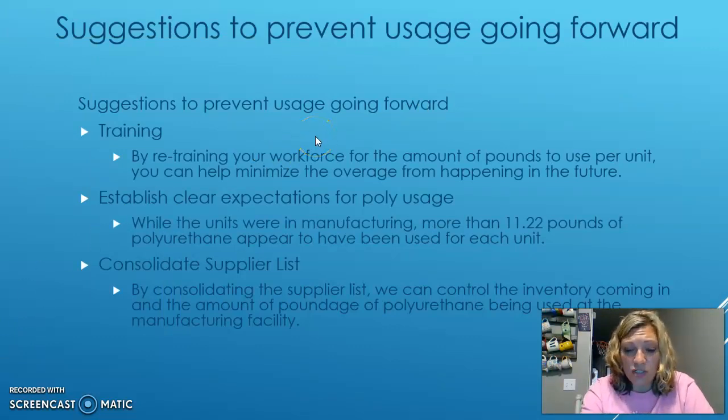So a few suggestions here. My first suggestion would be to retrain the manufacturing department. By retraining our workforce on the correct amount of pounds to use per unit, you can help minimize the overage from happening in the future. What happened was when manufacturing was making the units, they used more than 11.22 pounds, and the accounting cycle was unaware that they were using more, thus causing the shortage.